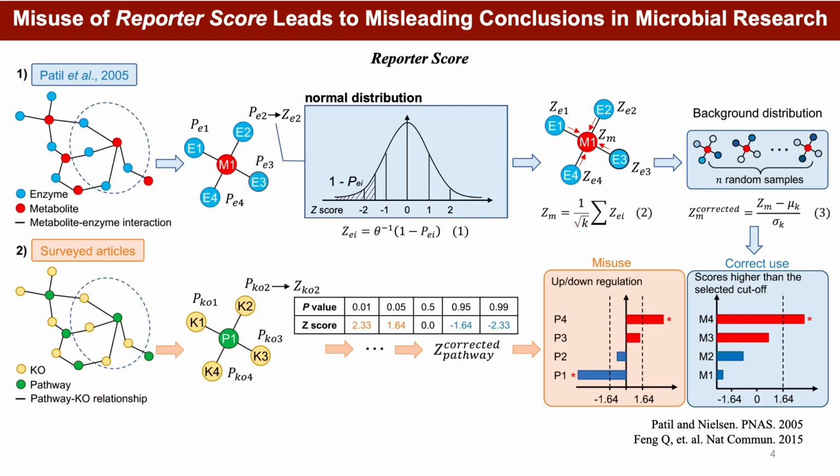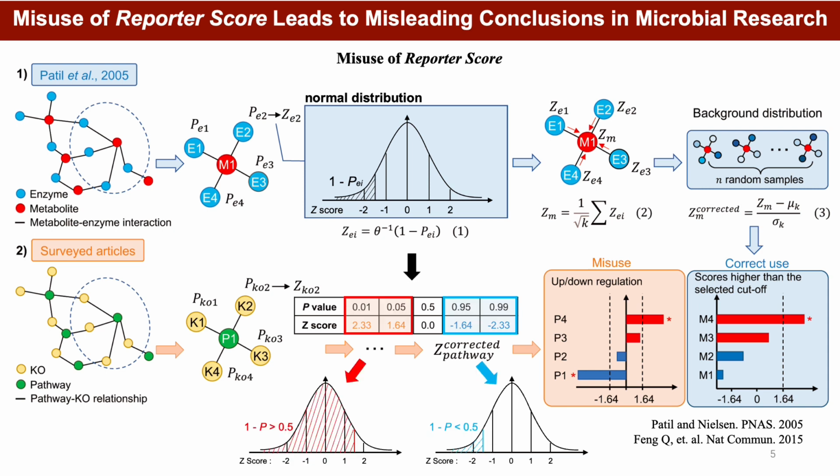The reporter score algorithm was first developed for identification of reporter metabolites in metabolic regulation. It converts p-values of enzymes to z-score and aggregates them by metabolite and enzyme interactions. In recent years, researchers have migrated the reporter score algorithm to microbial enrichment analysis. However, as we said, we found that some studies misuse the reporter score.